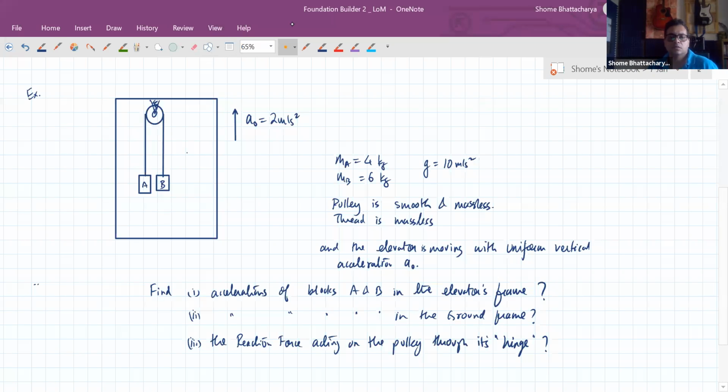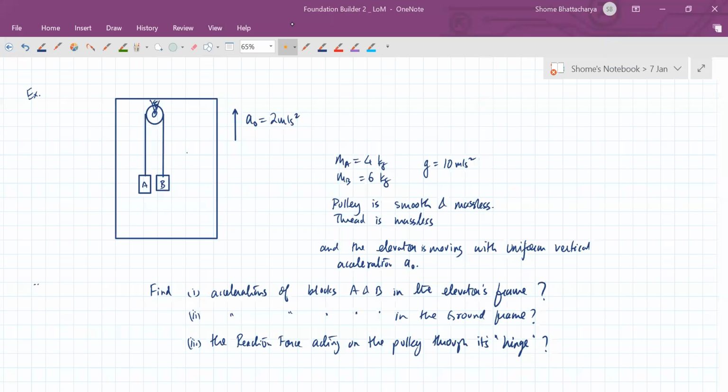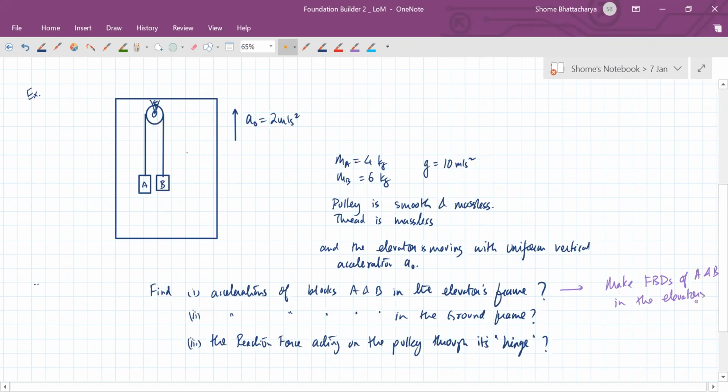We'll discuss its solution. So what I suggest you do is to do the first part, you make the free body diagrams of the blocks A and B both individually in the elevator's frame. Make it in the elevator's frame.